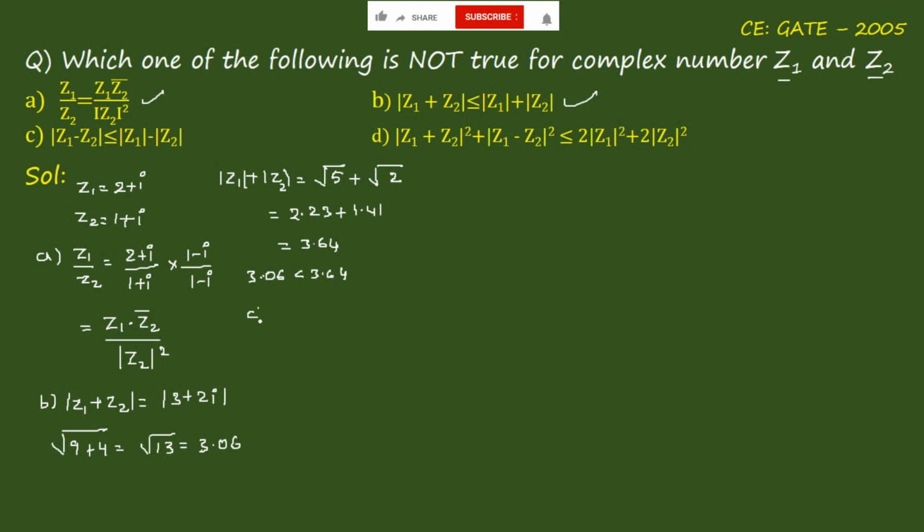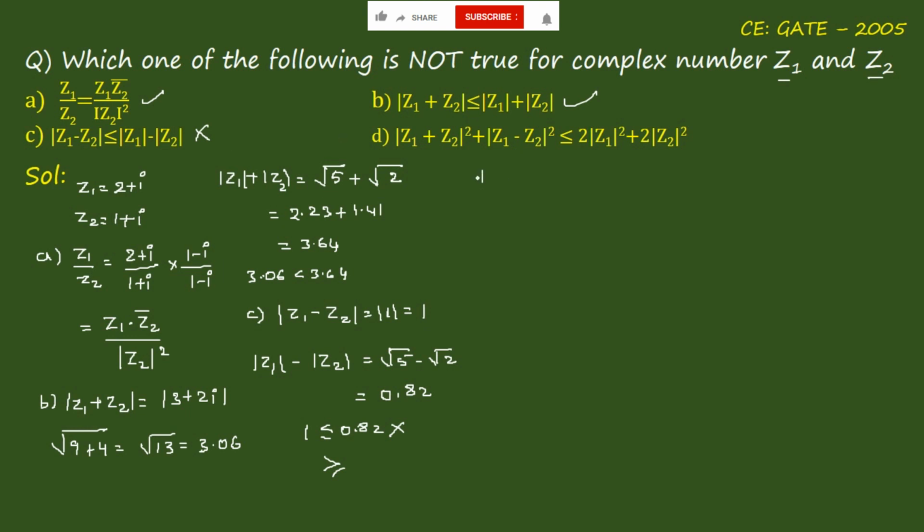Now coming to option C, mod of (z1 - z2). When you subtract both of them, it becomes mod of 1, which is equal to 1. Now we find the value of mod z1 minus mod z2, which is root 5 minus root 2. Subtracting both, we get 0.82. So 1 is less than or equal to 0.82 is not satisfied. It comes out as greater than or equal to. So option C is wrong.